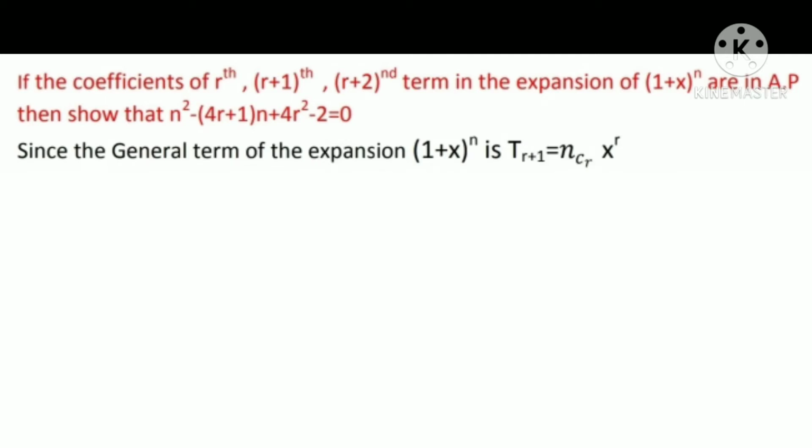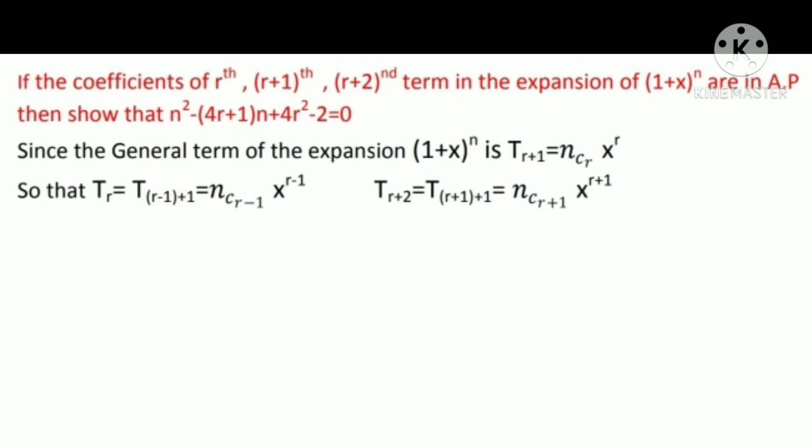The solution for this: first we will write the general term of the expansion (1+x)^n, that is T(r+1) = nCr x^r. Using this we can write the rth term. The rth term we have to write in the form of T(r+1), so we can write it as T((r−1)+1). In this case r becomes r−1. If you apply the concept, you will get nC(r−1) x^(r−1).